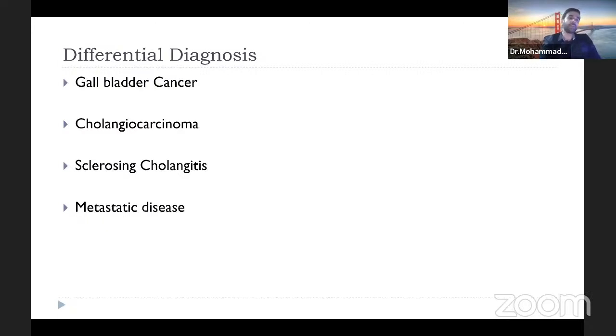What is the differential? This is very important. In a patient with this presentation, we need to rule out gallbladder cancer. It's very common in our settings. Cholangiocarcinoma, sclerosing cholangitis, and metastatic disease usually have to be ruled out in the close differential diagnosis.